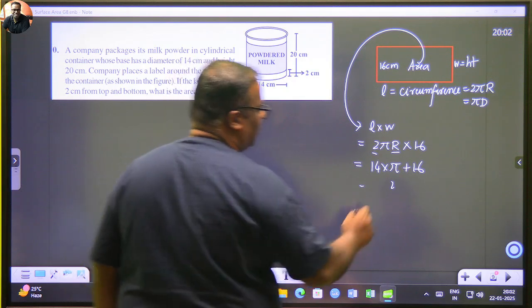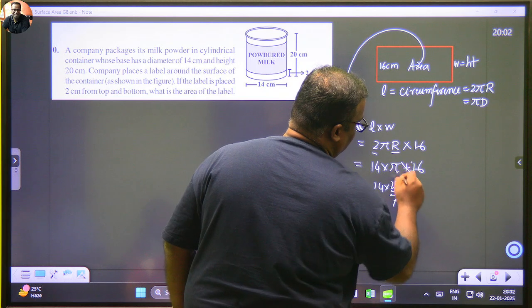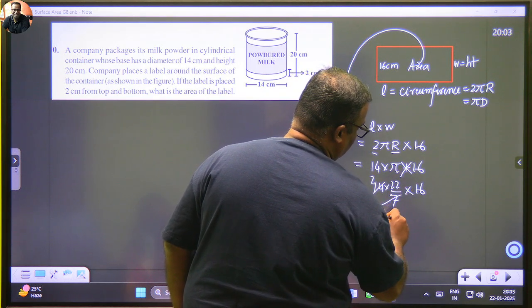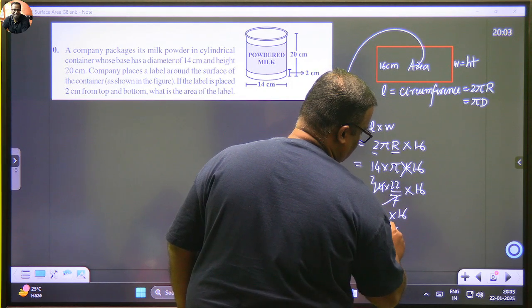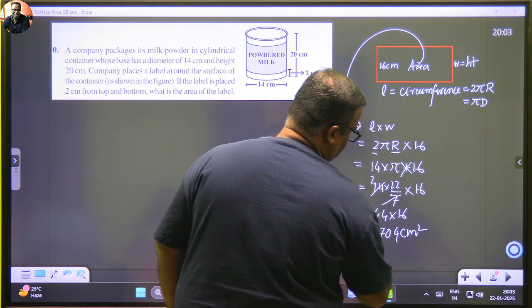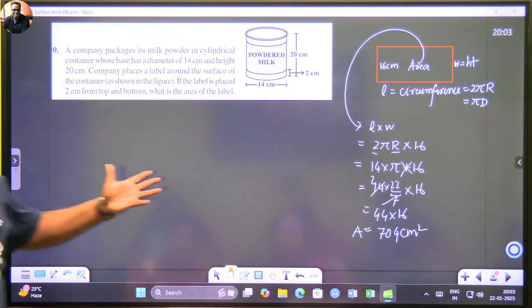कितना होगा? 14 into 22 by 7 into 16. So 7 2s are 14. It gives me 44 times 16. 16 4 64, 6 carry over. 16 4 64 plus 6, 704 cm square is our area. पक्का? Clear? आसान problem है.